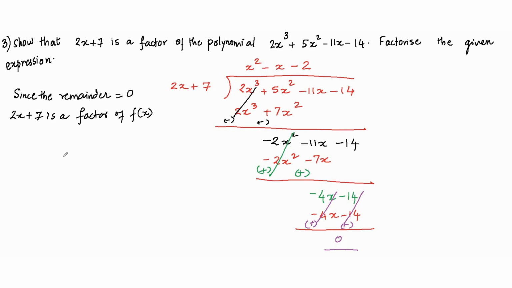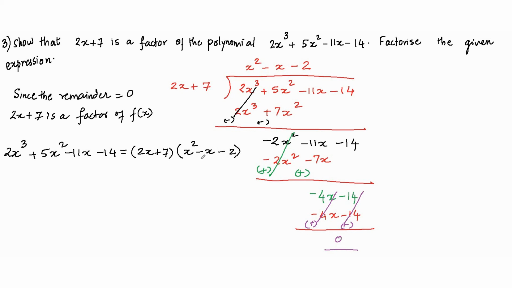Now they have asked me to factorize, so I can say that the dividend, which is 2x cubed plus 5x squared negative 11x negative 14, can be written as divisor multiplied by the quotient, which is x squared minus x minus 2, right? And 2x plus 7 is a factor.